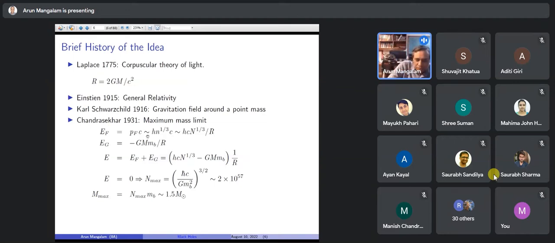So what was used here is, you can just get h-bar c by G m_b squared, and this turns out to be 2 times 10 to the power of 57. And this is known as the Chandrasekhar mass. More exactly, it is 1.4 solar masses. So here, essentially, one is talking about the Fermi pressure of electrons, and that is what is leading to this.